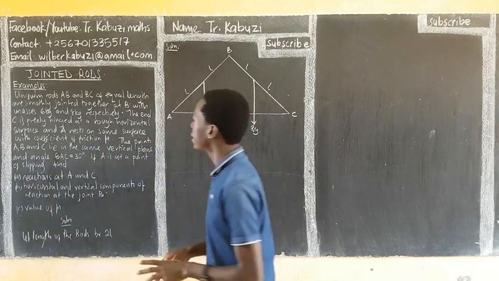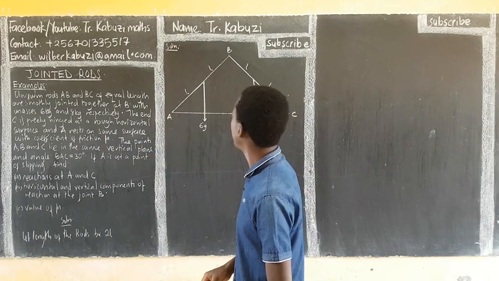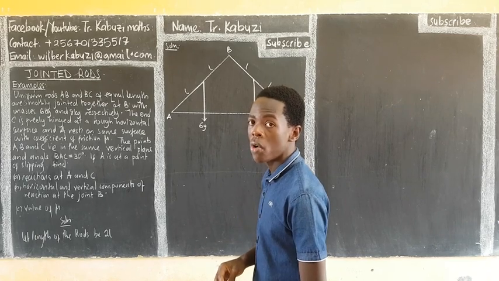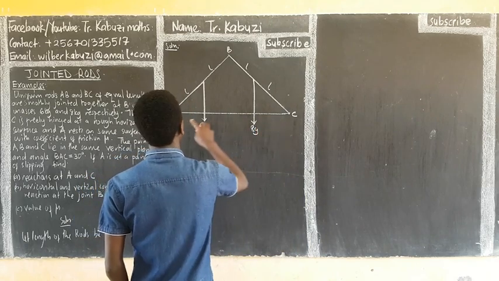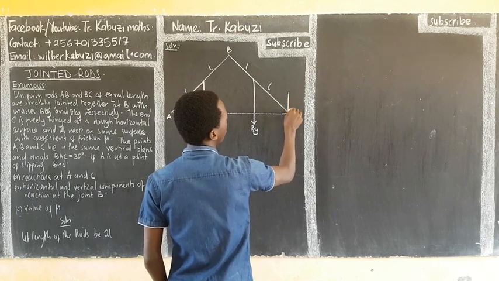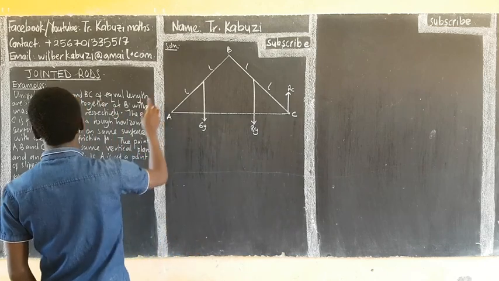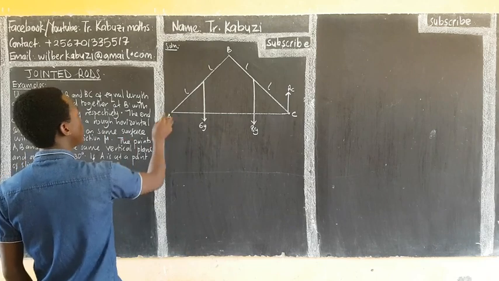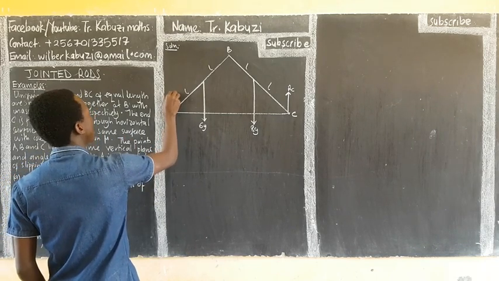Okay, then we continue. The ends A and C are freely in contact with a rough horizontal surface. What does it mean? It means that, because this one is on a horizontal surface, we are going to expect a reaction at C. And this one is also on the same surface with the coefficient mu. You're also going to expect a reaction at A.